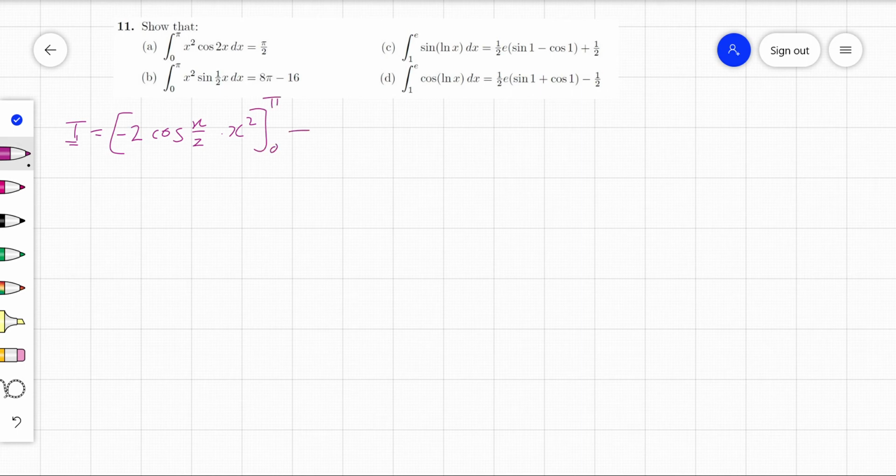Now we'd go minus, and if I put it all in, we've got minus 2 cos x on 2, and then we're going to differentiate x squared.